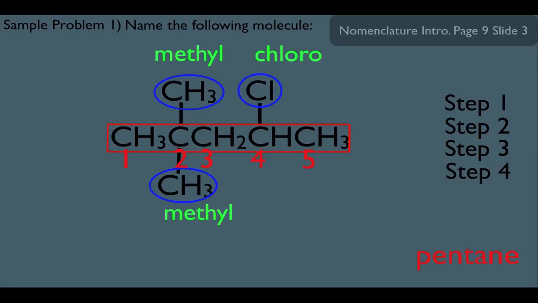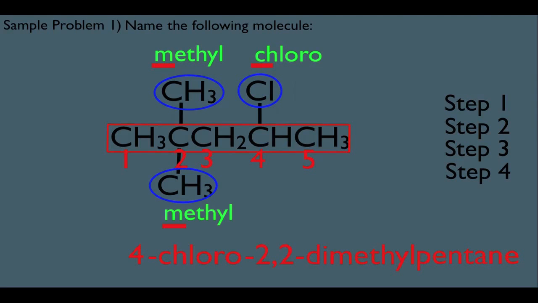So let's create the name here, and remember we have to put the substituents in alphabetical order, and notice C comes before M in methyl, so therefore we're going to list the chloro first. So that gives us 4-chloro-2,2-dimethylpentane. So in this particular example, I'm pointing out how to number the carbons correctly when you happen to be in a situation like this.